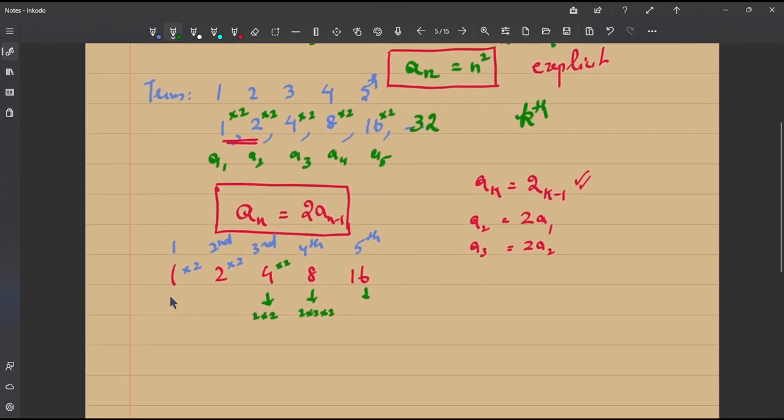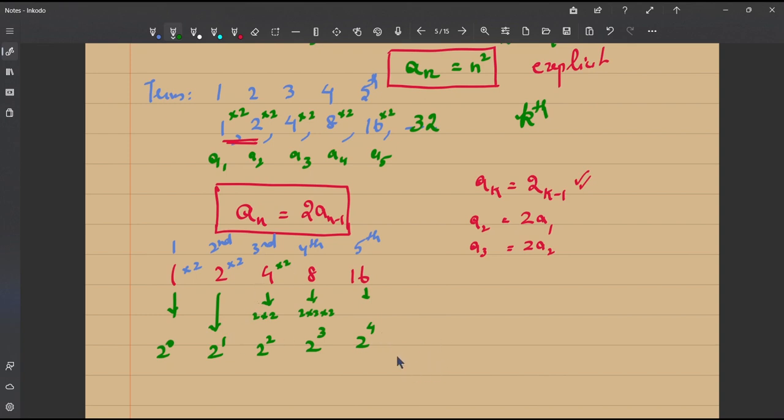Isn't it? So 1 can be written as 2 to the power 0, right? So any number raised to the power 0 is 1. 2 can be written as 2 to the power 1, and this is 2 squared, this is 2 cubed, 2 to the power 4. Now I think we can arrive at some general formula for this particular sequence. So what can it be?